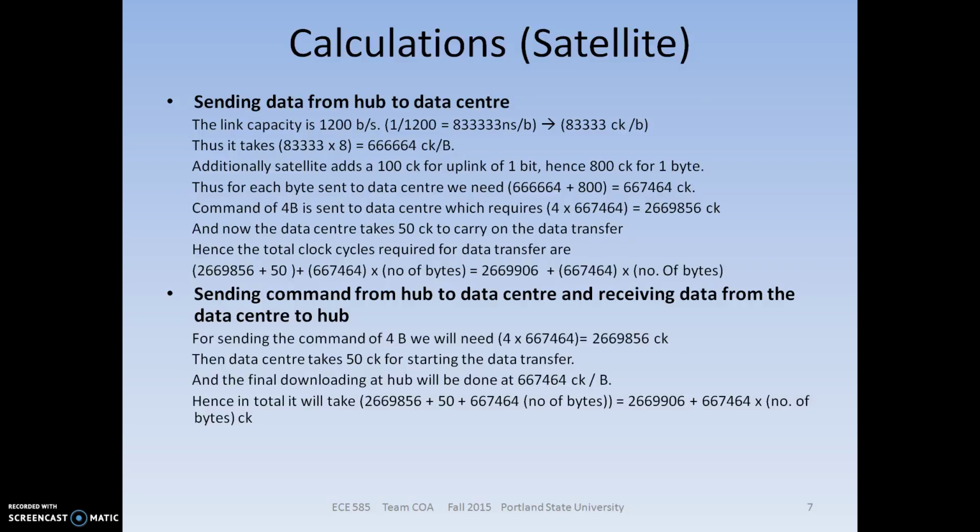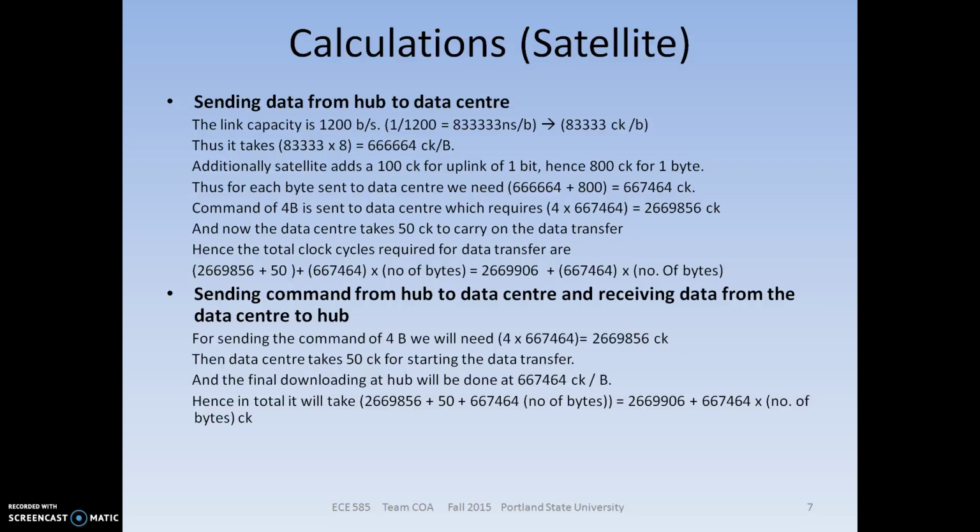And the data center adds its own 50 clock cycles to carry out the data transfer. Hence the total would be 2669906, which would be the constant, plus 667464 into number of bytes. So these many clock cycles would be the latency.